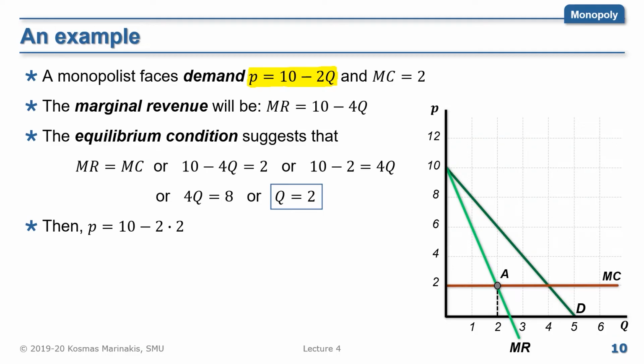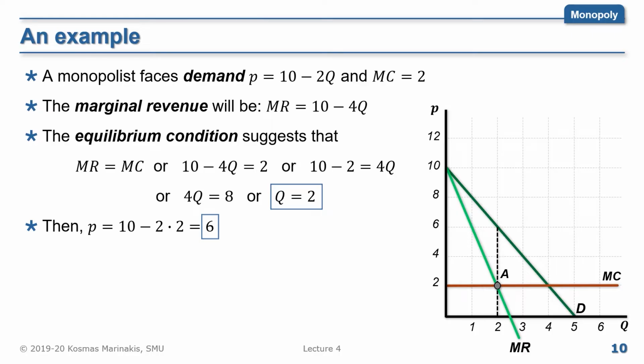So now I know the quantity. I will plug it in this machine. So 10 minus 2 times 2. Don't forget here, multiplication goes before subtraction. Okay, so I have to do 2 times 2 equals 4. 10 minus 4 equals 6. So I'm going to have a price of 6 for this quantity of 2 that I will sell.